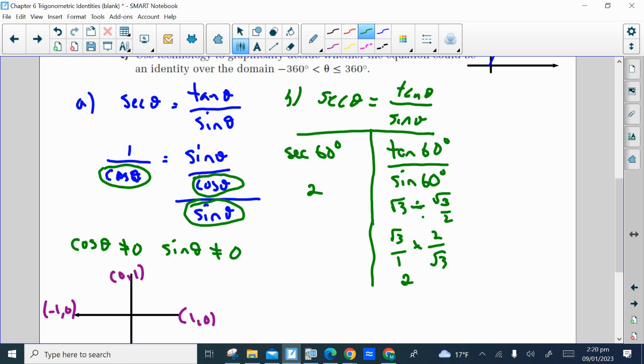You get the same thing on both sides. So that shows us that 60 degrees is one possible angle that will make this equation true, to make the two sides equal to each other. But then we also want to do it for pi on 4. So it'll be the secant of pi on 4. That should equal the tangent of pi on 4 over the sine of pi on 4.